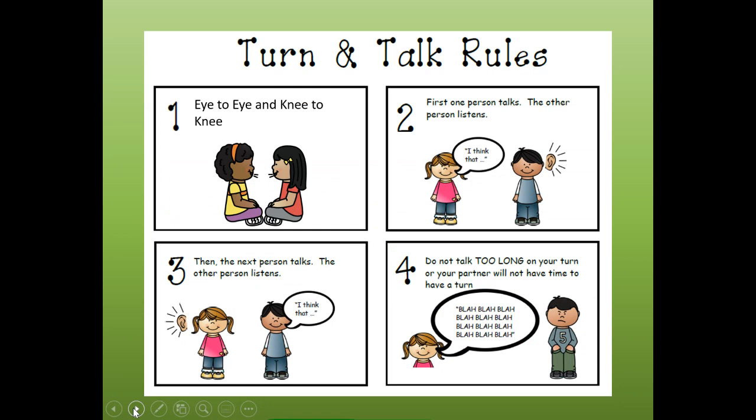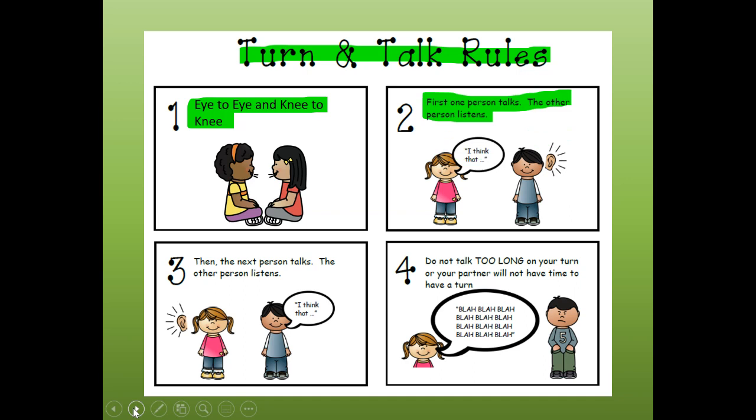So let's go over our turn and talk rules. If you have a partner at home, you are eye to eye and knee to knee. Number 2, first one person talks and the other person listens. Number 3, then the next person talks and the other person listens. But don't talk too long on your turn or your partner will not have time to have a turn. Now, if you're my partner, just make sure you try your best to answer the questions I ask you. Listen to the questions and answer them the best you can in a complete sentence.